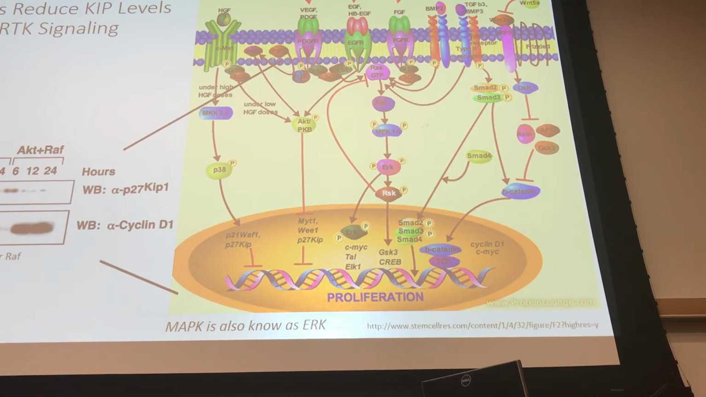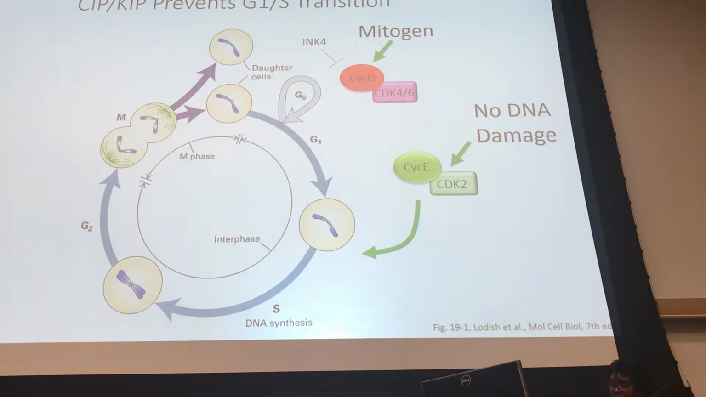And then you actually see that here, right? So these pathways block KIP, P27, and that allows the cell to go into the cell cycle because P27 normally blocks CDK2.